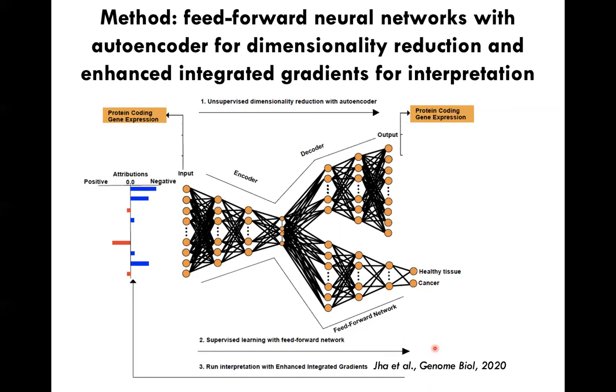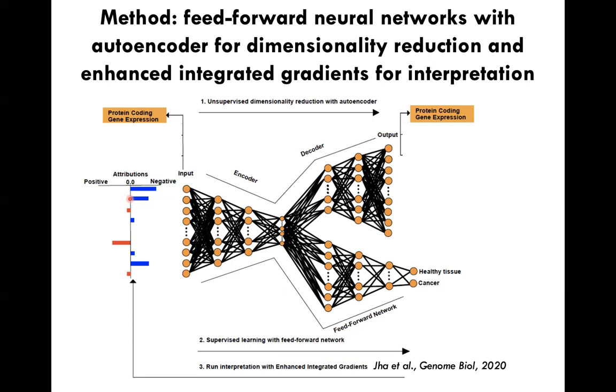And enhanced integrated gradients allow us to assign an attribution value to each of the features that we feed into our model. So taking the case of protein coding gene expression, every single gene that we quantified and fed into the model will get its own attribution value. And here, the higher the attribution value, the more weight this feature has in how the model determines whether it is dealing with a cancer or a healthy tissue.